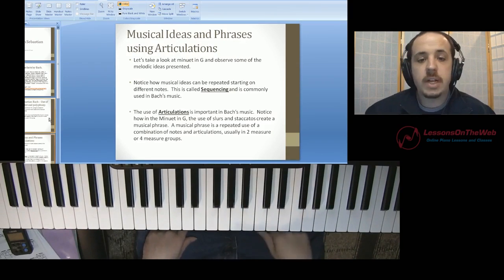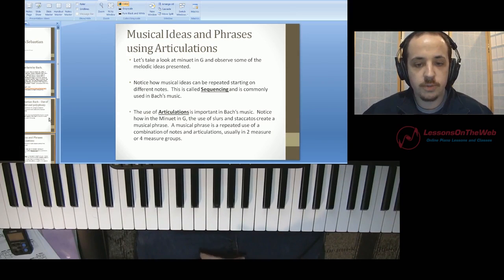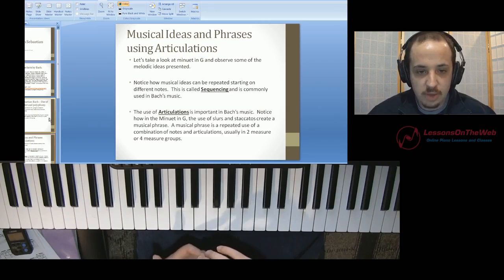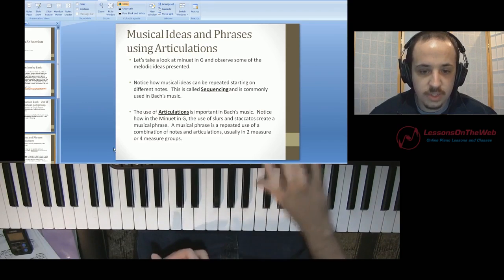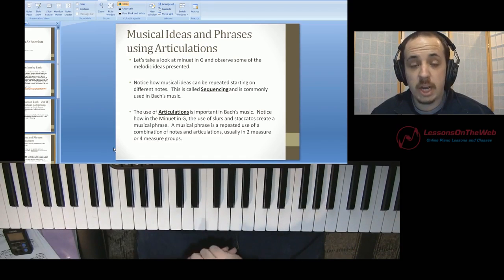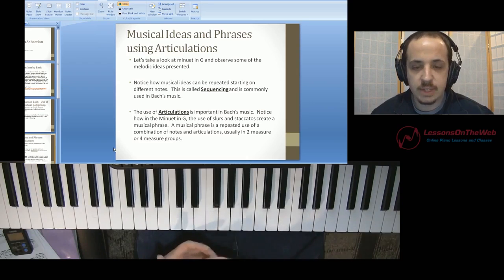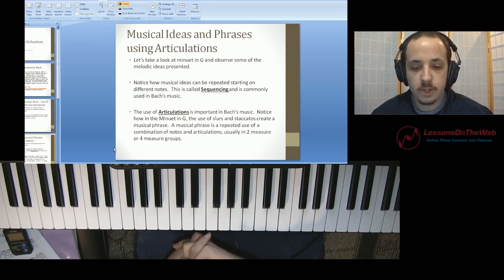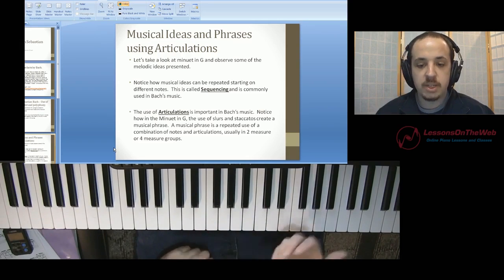Okay, musical ideas and phrases using articulation. So if you look at the minuet in G again, you can observe some melodic ideas presented. We'll talk about this in a second because the next slide or two I have an example there. Notice how the musical ideas can be started on different notes. This is called sequencing, and it's commonly used in Bach's music. It is a feature of his music. It is used obviously in other music after him, but he was very well known for that. The use of articulations is important, which means the use of slurs.